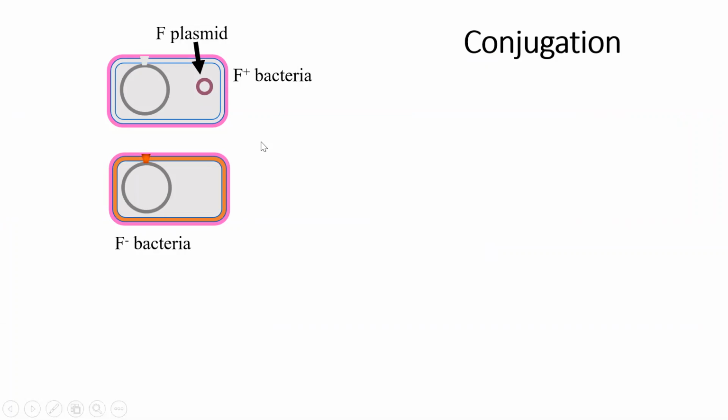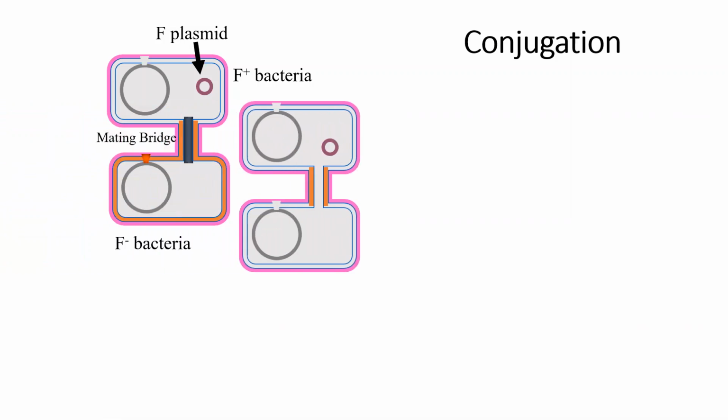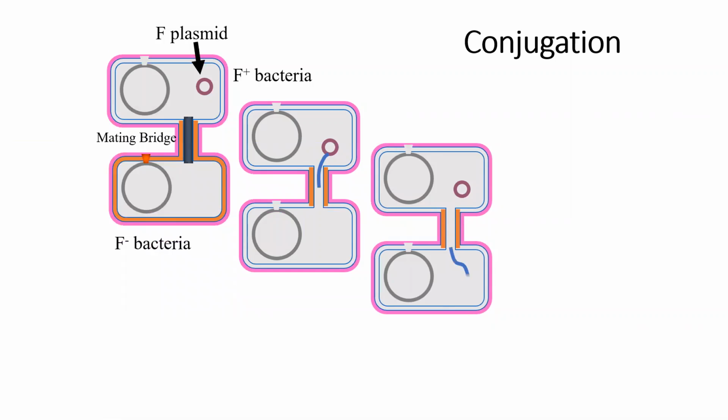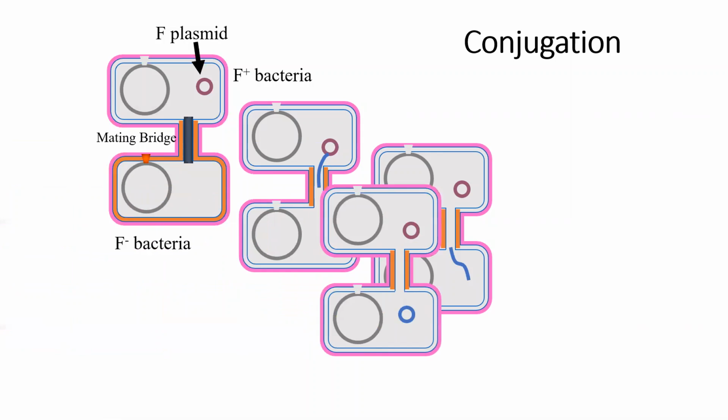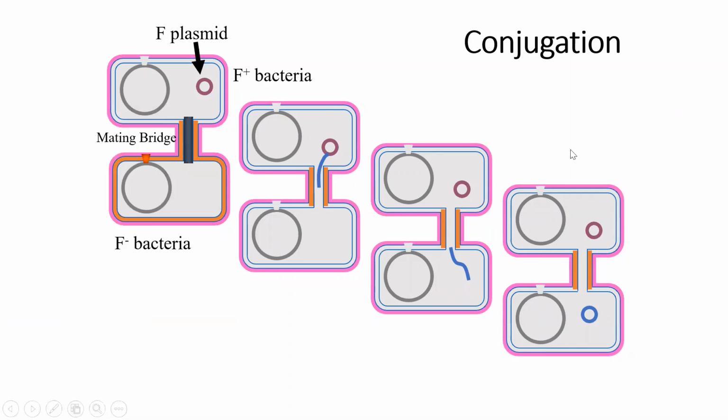Now, the conjugation process. This is an F plus cell. This is the plasmid. Now, it is conjugating with the F minus bacteria through a mating bridge. Now, the plasmid starts replication through the rolling circle model, and the replicated part is being transferred through this mating bridge to this F minus cell. Now what happens? At the end, two F plus bacteria are formed.